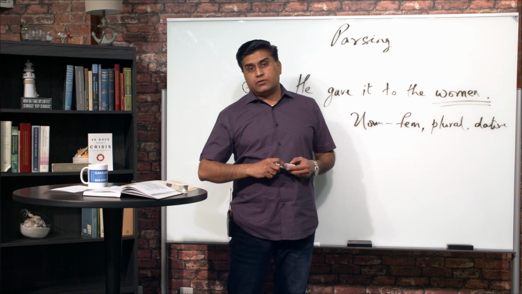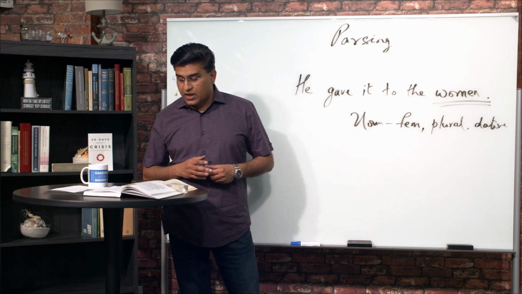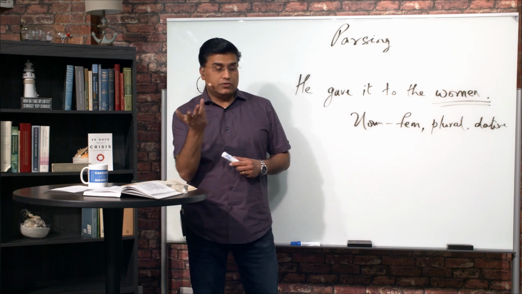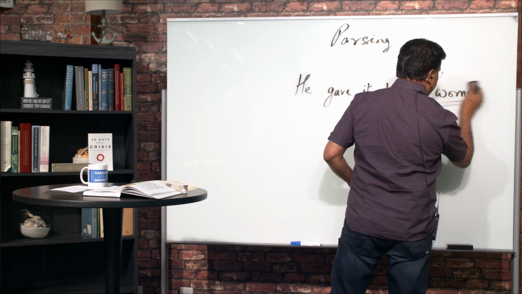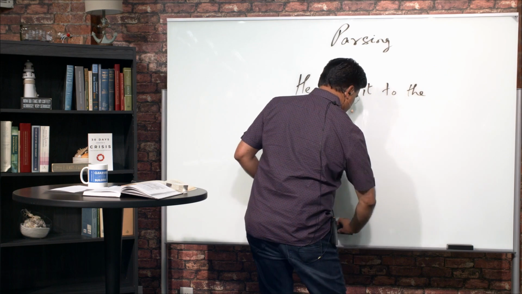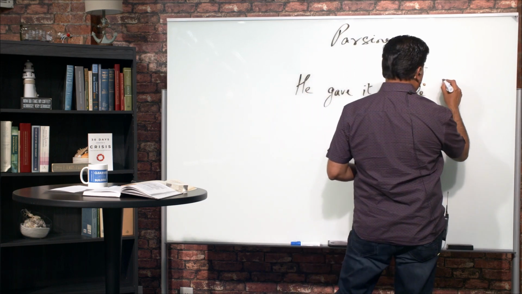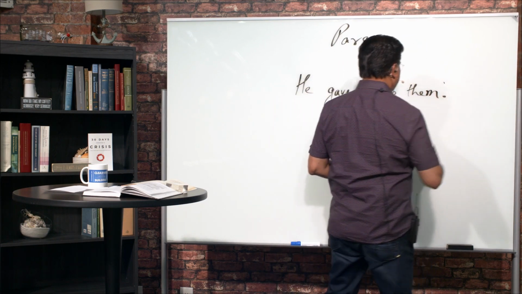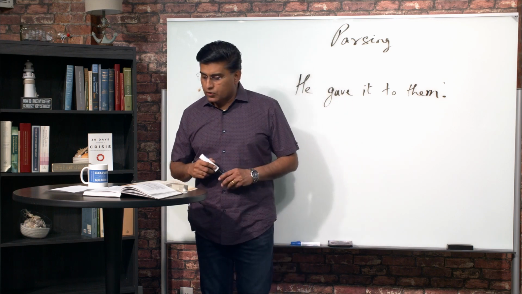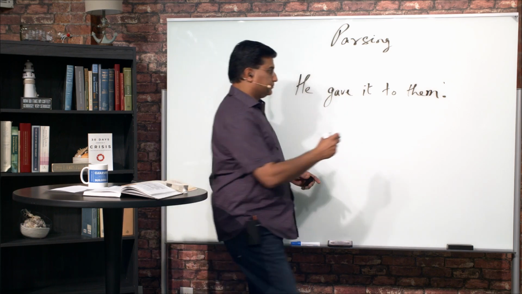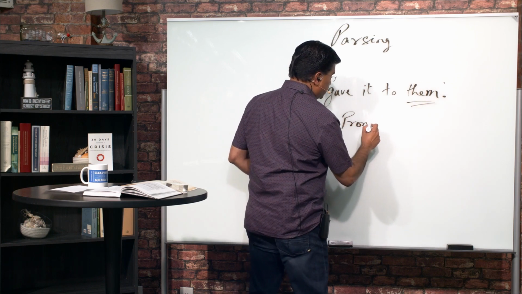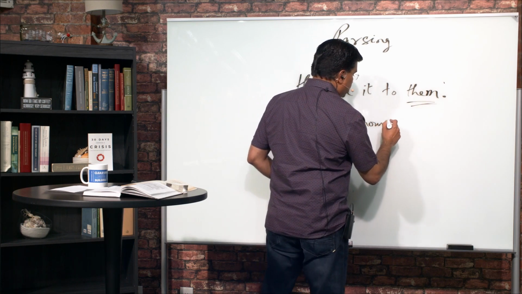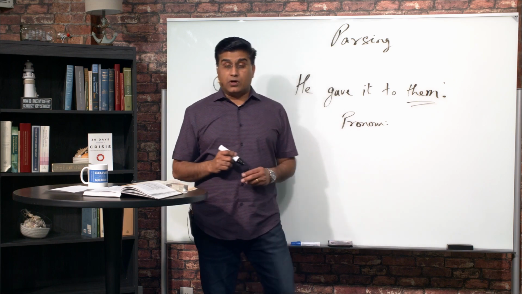But how about if it's a pronoun, say, he gave it to them? So let's remove this here. He gave it to them. How would you parse them? That's a pronoun, of course. It's not a noun, it's a pronoun. First thing we know is that it's third person.